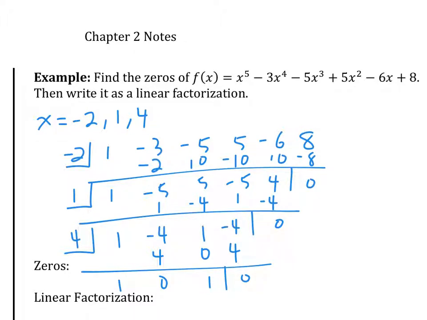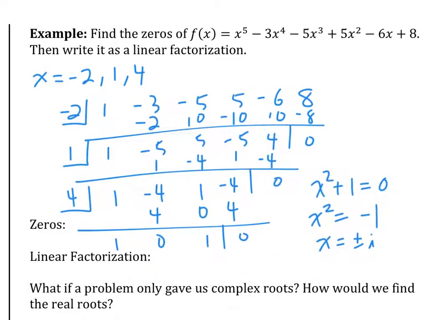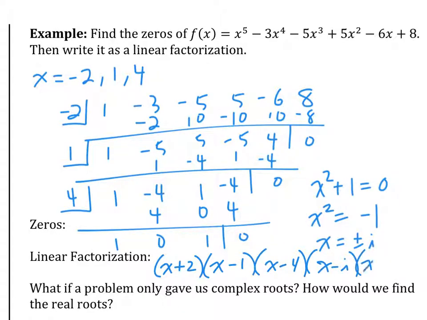All right, at this time, you can see that the constant is going to be 1. The next number is 0, that's x, and then x squared. So this is just x squared plus 1 equals 0. So x squared is equal to -1, which means x is plus or minus i. Okay, so the zeros are the 3 you found and plus or minus i. So writing them as a linear factorization, that is x plus 2, x minus 1, x minus 4, x minus i, and x plus i. So 5 zeros.